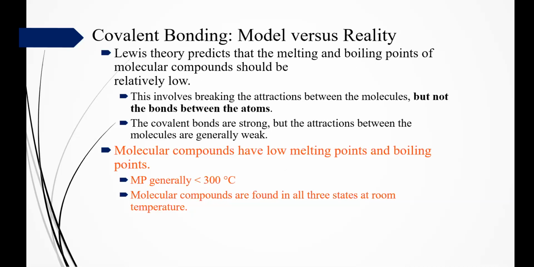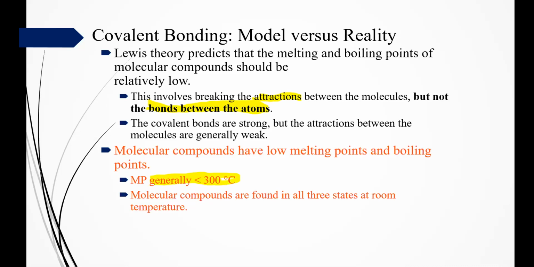The melting point and boiling point of our covalent compounds should be relatively low compared to that of our ionic structures. That's because we're just breaking the attraction between the molecules, but we're not actually breaking the bonds between the atoms. So the covalent bonds are strong, but the attractions between the molecules are generally weak, which we're going to get into in the next couple of weeks when we talk about intermolecular forces. We anticipate that our molecules should have lower melting points, which is fairly true. Generally, they're less than 300 degrees Celsius.